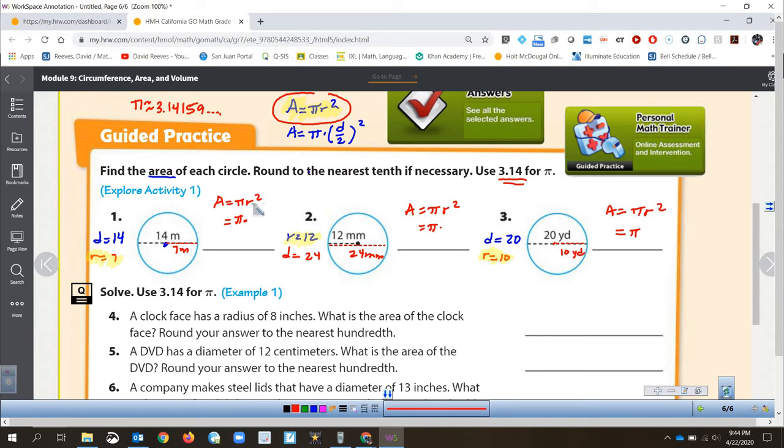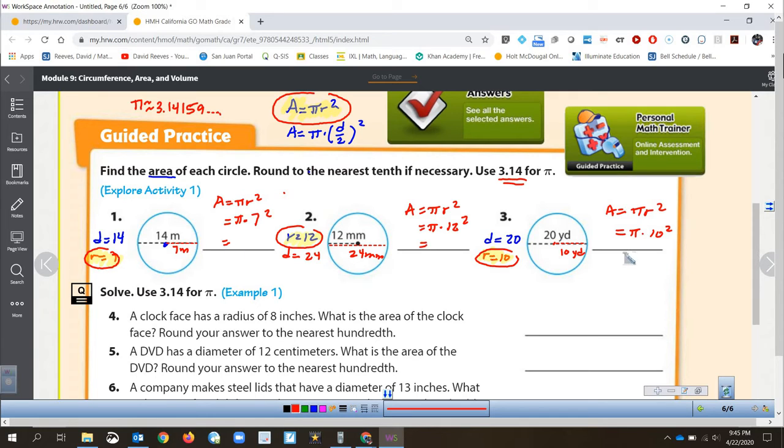So this is going to be pi times the radius squared. But what did we say the radius was for this problem? It's 7. So this one is pi times 7 squared. That's going to give us our area. What about this one? This one is going to be pi times our radius. Remember, we're looking for the radius, not the diameter in this case. This one's going to be pi times 12 squared. What about this one? Here's the radius. The radius is 10. This one's going to be pi times 10 squared. All right. So pi times the radius squared.